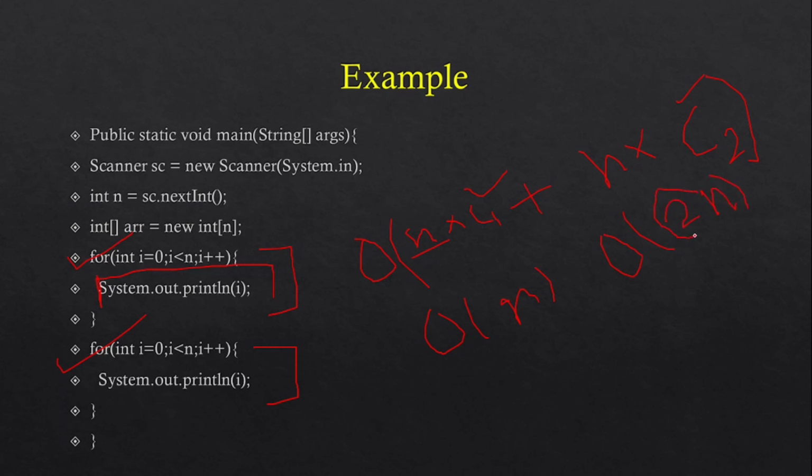Then we have to avoid this constant part also. Then at the end your time complexity is order of n. Okay, so I think it's clear. If you have any doubt, you can definitely ask me in the comment section. Okay, so now go to the next slides.